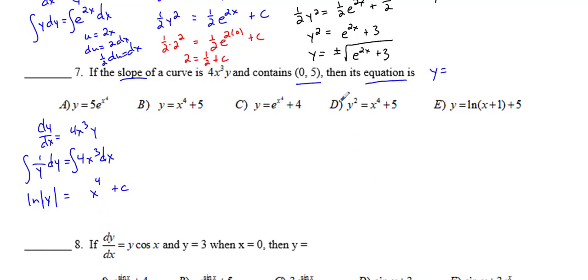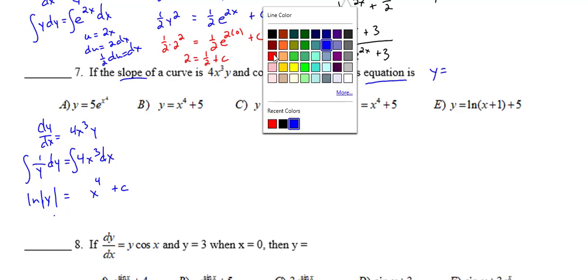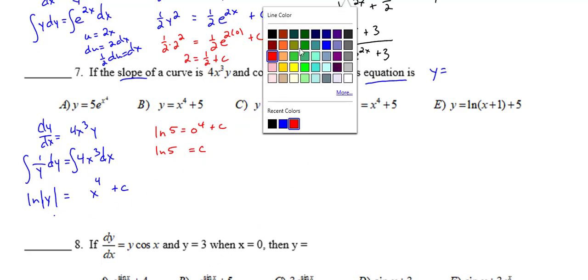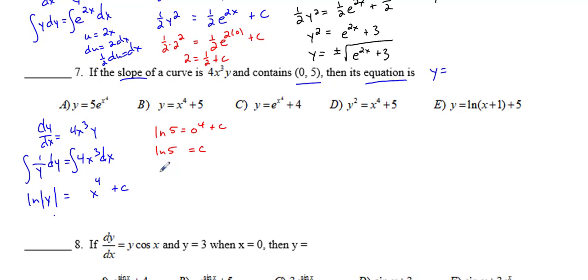Okay, let's plug in our known values. x is 0, y is 5. So that means natural log of 5 equals 0 to the 4th plus c. So c equals natural log of 5. All right, and then our function, and this is where we're going to learn something new today, will be natural log absolute value y equals x to the 4th plus natural log 5.